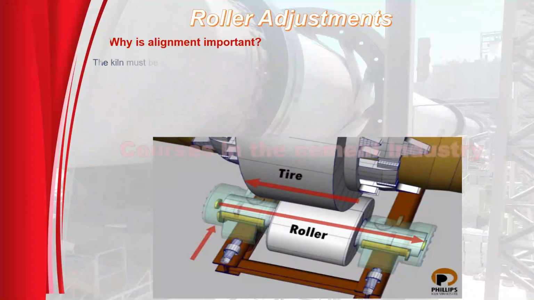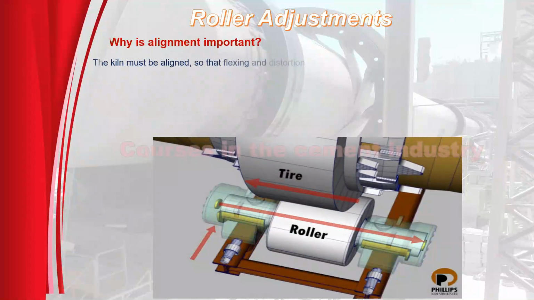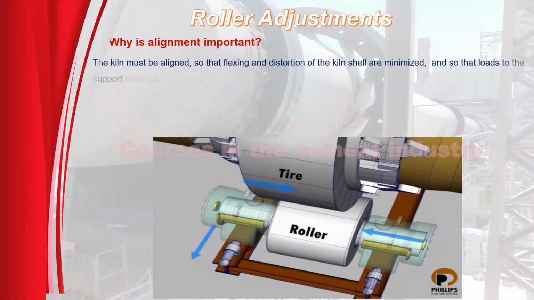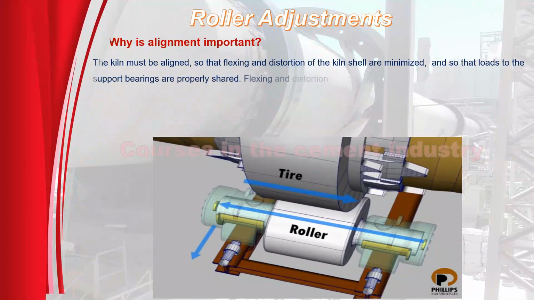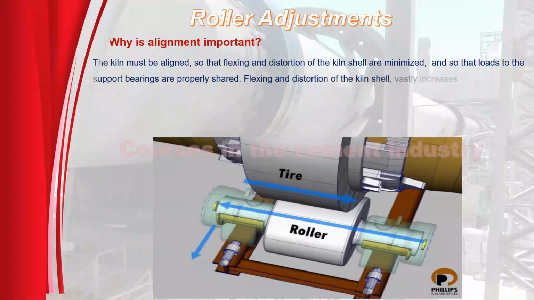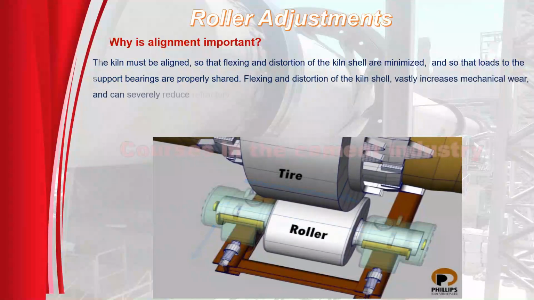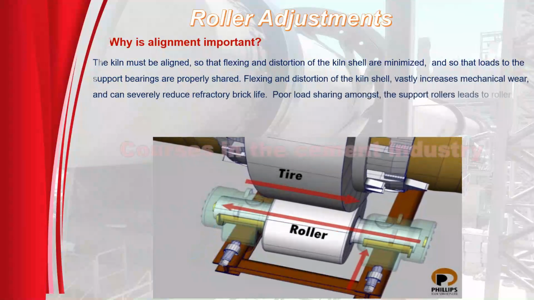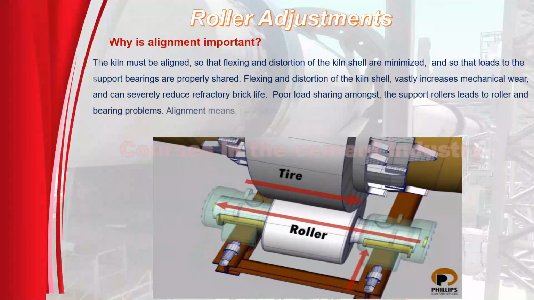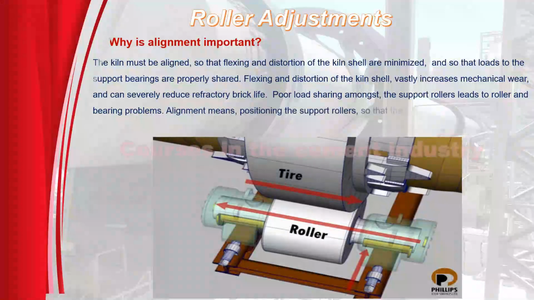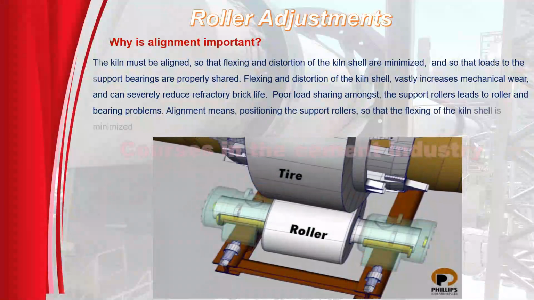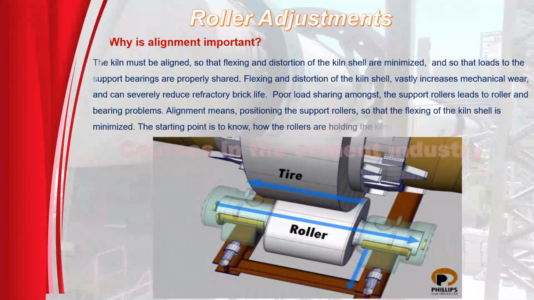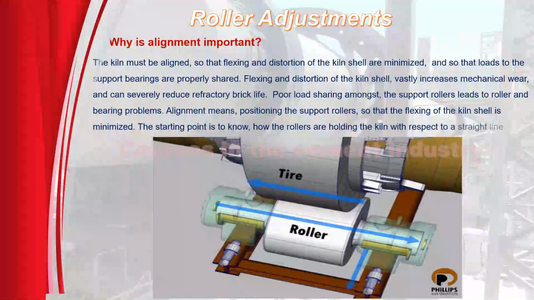The kiln must be aligned, so that flexing and distortion of the kiln shell are minimized, and so that loads to the support bearings are properly shared. Flexing and distortion of the kiln shell vastly increases mechanical wear, and can severely reduce refractory brick life. Poor load sharing amongst the support rollers leads to roller and bearing problems. Alignment means positioning the support rollers so that the flexing of the kiln shell is minimized. The starting point is to know how the rollers are holding the kiln with respect to a straight line.